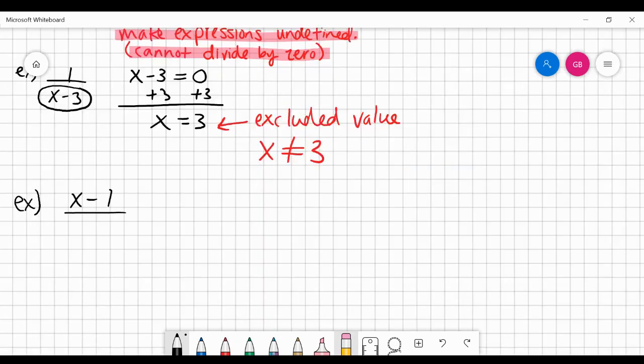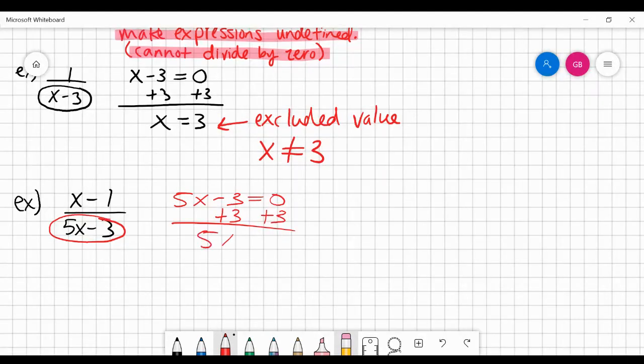x minus 1 over 5x minus 3. Okay, so first check if you could factor something out. You can't. So we're going to look for excluded values. Which numbers make the denominator equal to 0? So 5x minus 3 is equal to 0. Add 3 to both sides. So 5x is equal to 3. Divide by 5. x is 3/5.